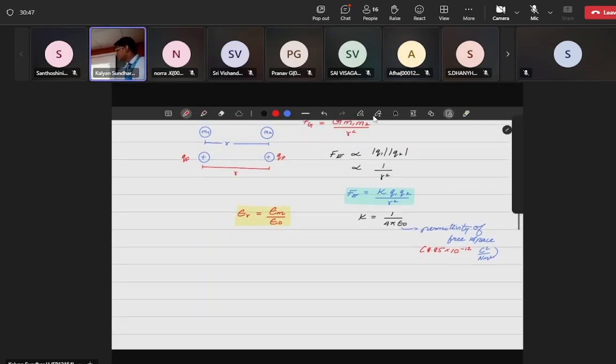Normally there are two charges, and between the two charges there will be an electrostatic force. The formula for the electrostatic force is k q1 q2 by r square, and this k value is equal to 9 into 10 to the power 9 Newton meter square by Coulomb square.